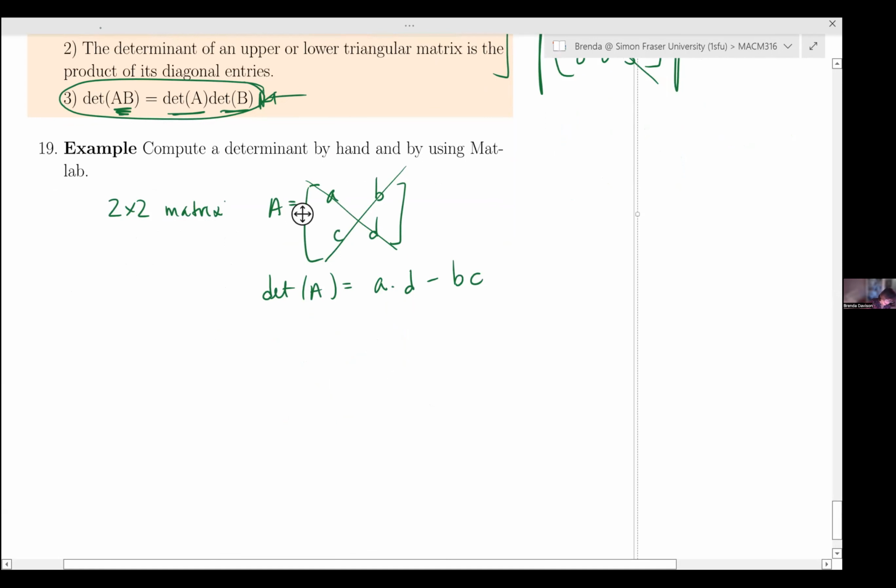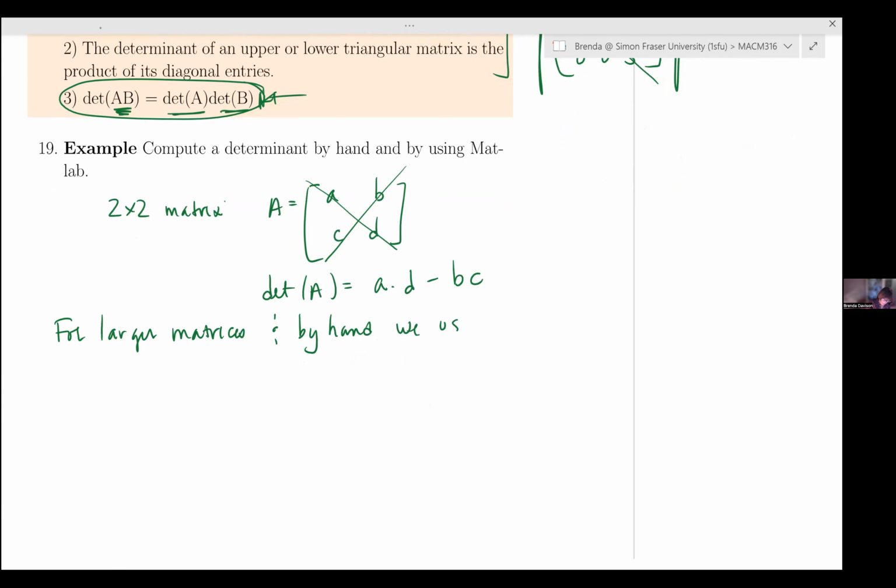For larger matrices, and by hand, we use cofactor expansion. MATLAB does not use cofactor expansion for large matrices. In fact, it's a good idea to always keep reading the MATLAB documentation and say to yourself, what would MATLAB do? A lot of thought went into how they do these operations. So take a look at the documentation for finding the determinant. It usually tells you what method it's using, and you can learn a lot from that.